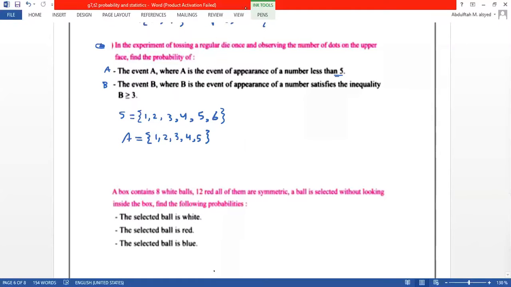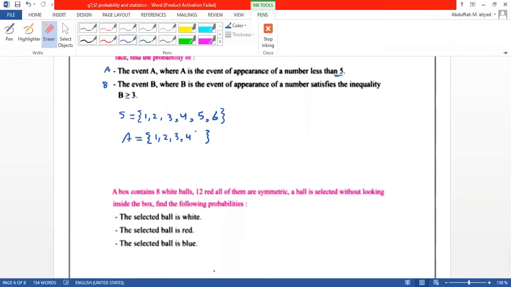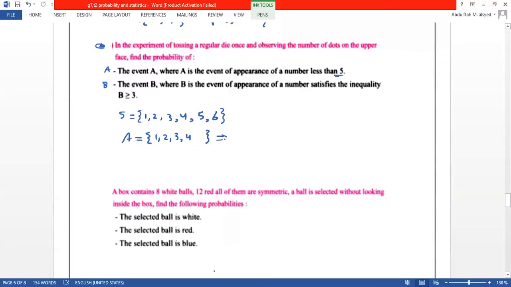5 is not included also. There is no equal, so 5 is not included. Next, what is the probability of getting a number less than 5? How many elements are in the event A? 1, 2, 3, 4. So 4 over the total number of the sample space, which is 6.